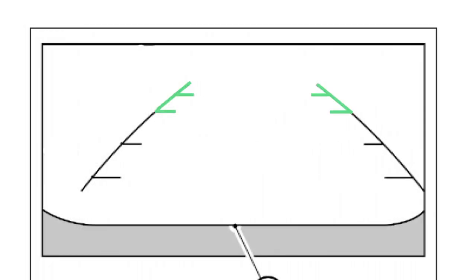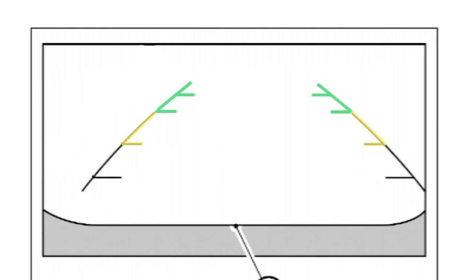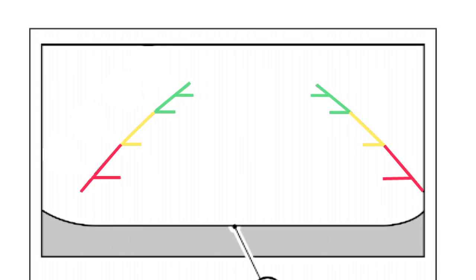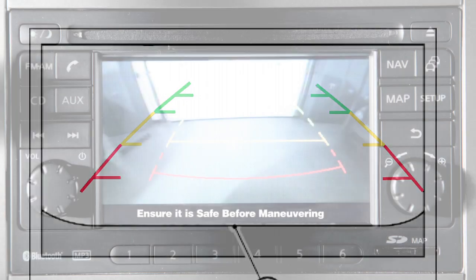The green line designates an object within an area between 7 and 10 feet. The yellow line, between 3 and 7 feet. The red line, between 1.5 and 3 feet.